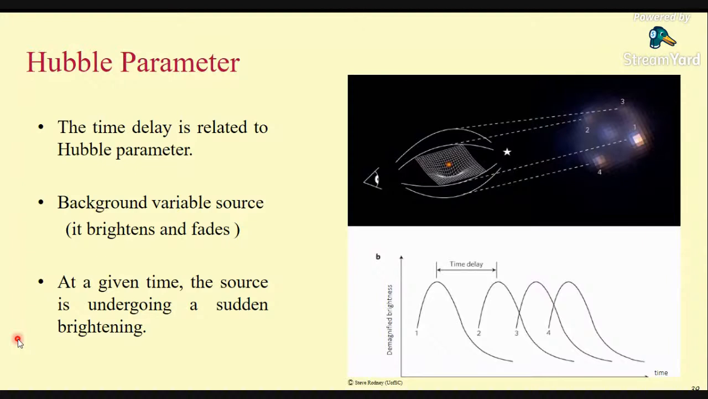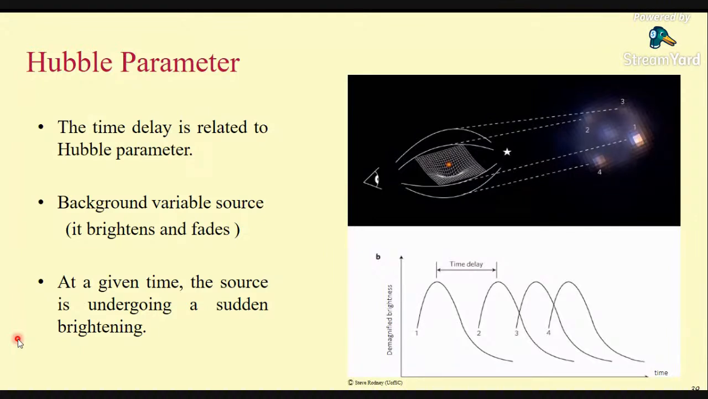However, the light paths, which correspond to each of the multiple images, will be slightly different because each path has taken a slightly different trajectory through the lensing galaxy. If we determine that image A is brightened one day later, or 1 year later, for example, than image B, this means that the length of the light path producing image A must be one light day longer than that producing image B.